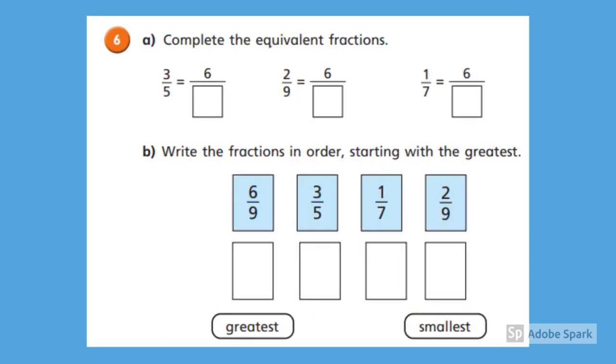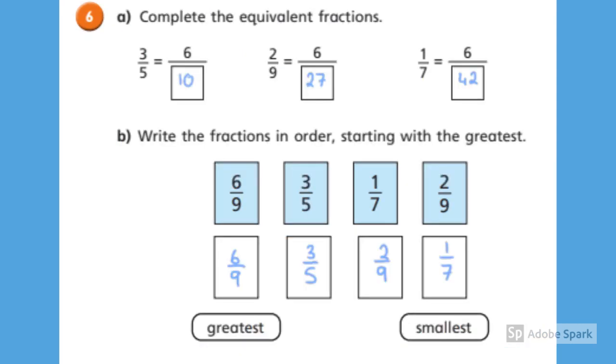So for question 6, it's split into 2 parts. A, we are completing the equivalent fractions. Remember, what you do to the numerator, you must do to the denominator. In B, we're ordering the fractions starting with the greatest. Remember to use all the strategies you've learnt. Comparing them to a half, looking at the ones with the same numerator, or looking at the ones with the same denominator. Pause the video.